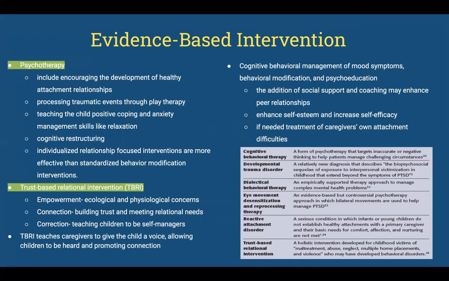Trust-based relational intervention is another evidence-based intervention, and it is an attachment-based theory that focuses on safety, human connection, and regulation. This can be done by empowerment, which focuses on the importance of a safe and structured environment, sensory needs, and nutrition to encourage trust in traumatized children. It can also be done through connection, and that focuses on observational awareness, self-awareness, attachment skills, playful engagement, and attunement.